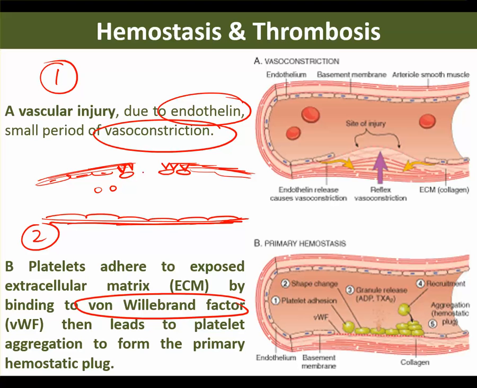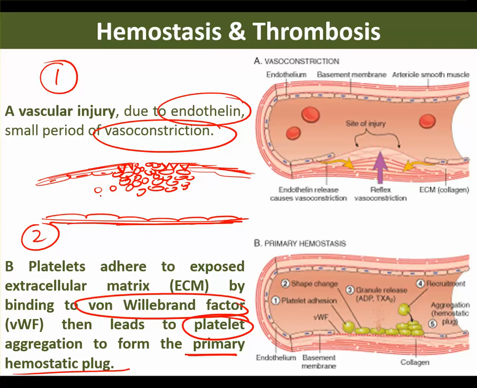And once this platelet gets attached, they invite all the platelets, and all the platelets will join, and they form the first clot. That is called the primary hemostatic plug. That is due to platelets. Understand? So that clot is very weak.